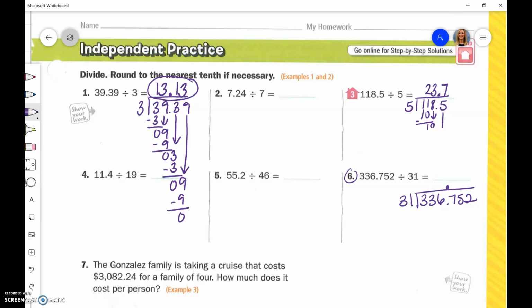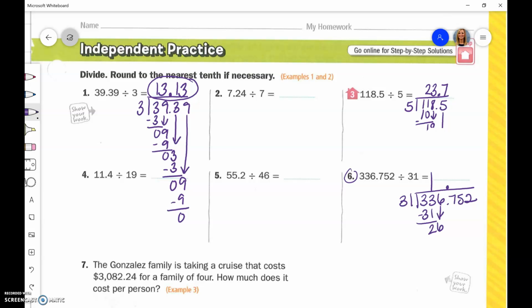Start with 3. If I have 3, can I make a group of 31? Nope. If I have 33, can I make a group of 31? Yes, I can make 1. See, I give you guys the answers all the time. Jeez Louise. Okay, so 33 minus 31, I know that I get left with 2. I'm going to bring that 6 down.